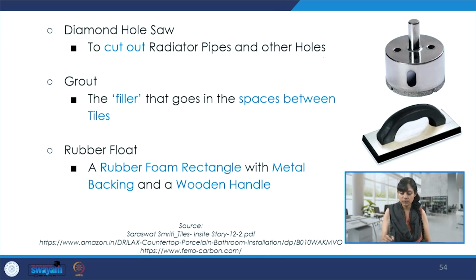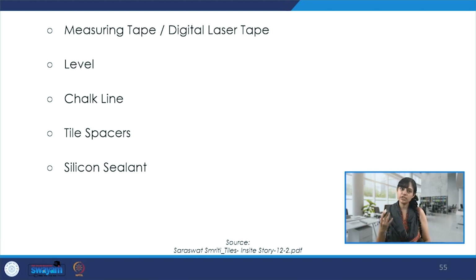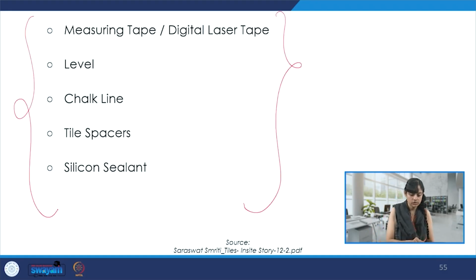There is also this diamond hole saw, to cut out radiator pipes and other holes. And then there is grout, the filler that goes in the spaces between tiles that we just saw. There is also something known as the rubber float, a rubber foam rectangle with metal backing and wooden handle, which is required while laying the tiles. Then measuring tape, of course, or it could be a digital laser measuring tape that we use these days. Of course, the level, the chalk line, the tile spacers, silicone sealant, all of these are very, very basic but crucial tools which are required on site while working with tiles.